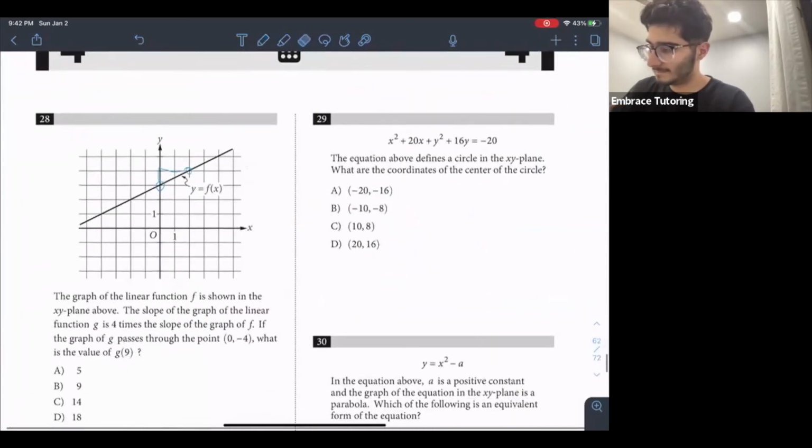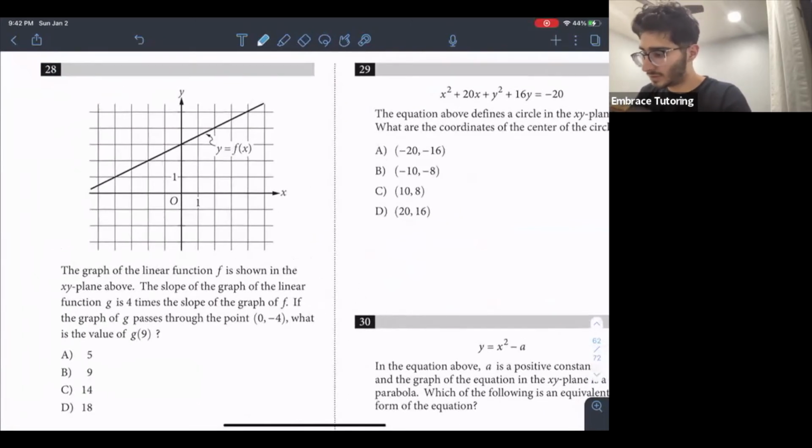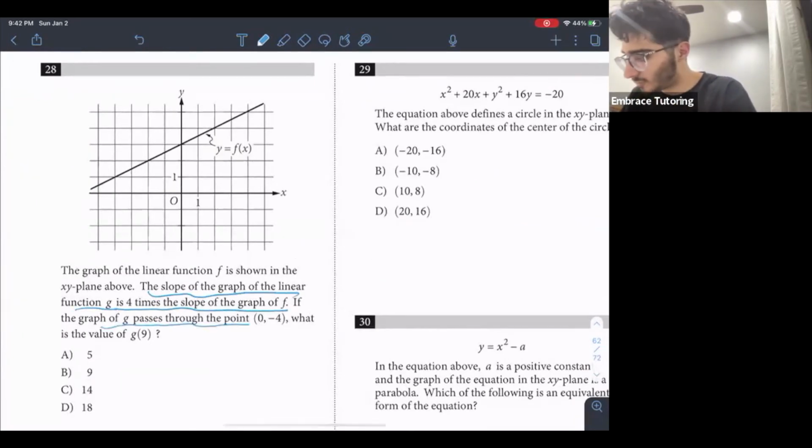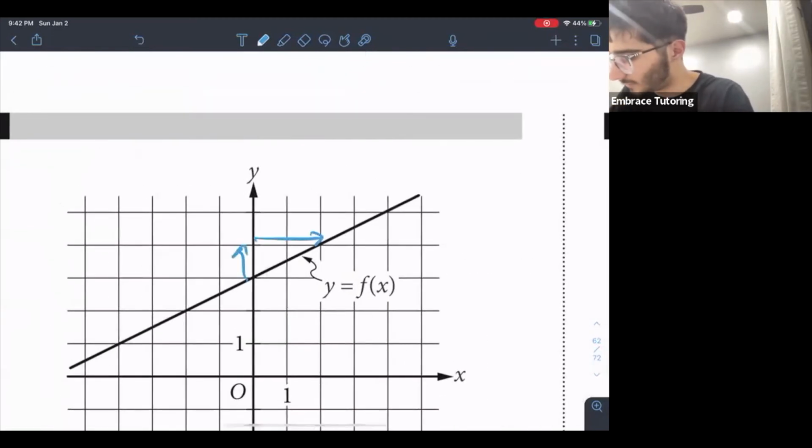28. Okay, 28. The graph of the linear function f is shown in the xy plane above. The slope of the graph of the linear function g is 4 times the slope of the graph of f. If the graph of g passes through the point (0, -4), what is the value of g of 9? So the first thing would be to find the slope of f. So the slope would be rise over run. You rise 1 and then you run 2, so that would be the slope of f.